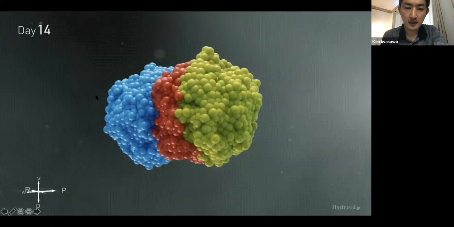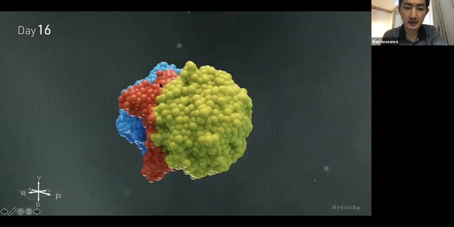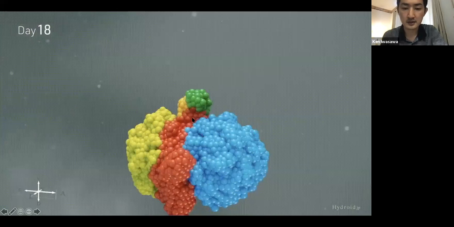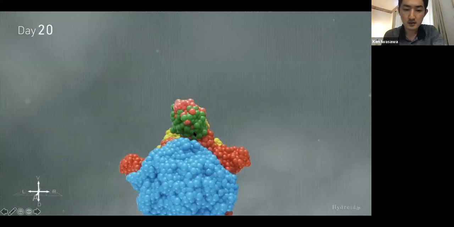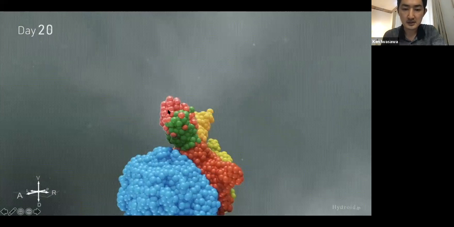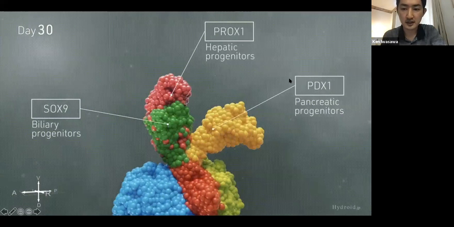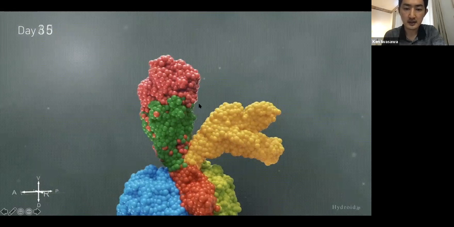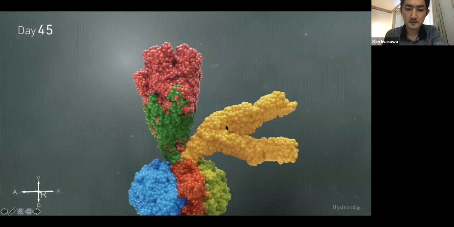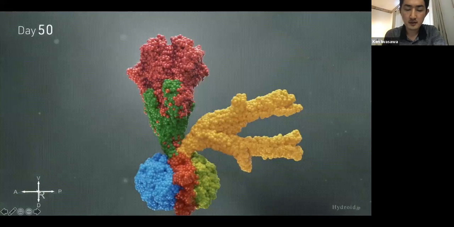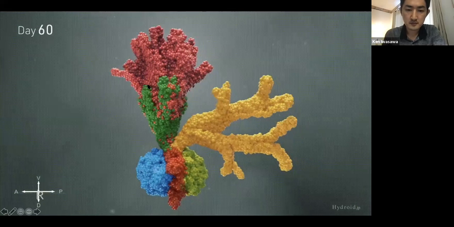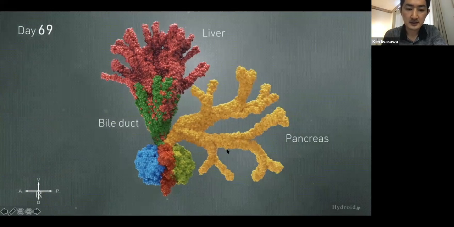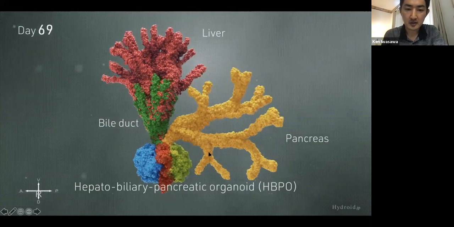And then with time these hepatobiliary pancreatic progenitors invaginate, recapitulating the development, and the PROX1, SOX9, and PDX1 gene expressions are seen in the organoid. And it forms the liver, bile duct, and the pancreas. And we call them hepatobiliary pancreatic organoids.